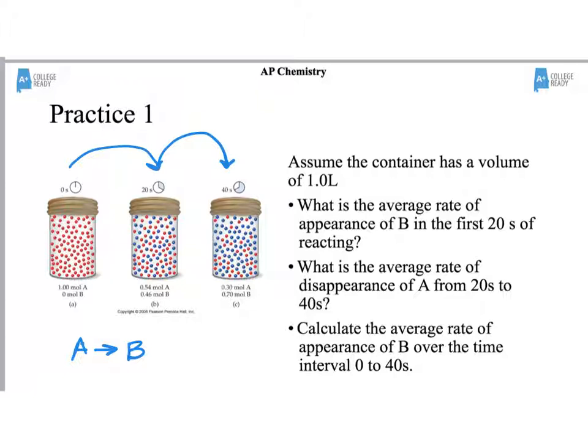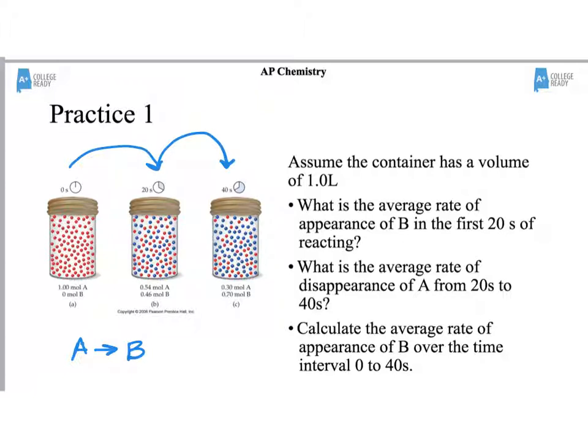Now you can actually tell that after 20 seconds, the reaction has slowed down a little bit. Why is that? Well, there's not as much A in here anymore. After the first 20 seconds, we made 0.46 moles of B. But after the second 20 seconds, we only made an additional, a little bit less moles of B. That's because the concentration of our reactants is decreasing, so we're having fewer and fewer collisions allowing us to make B.